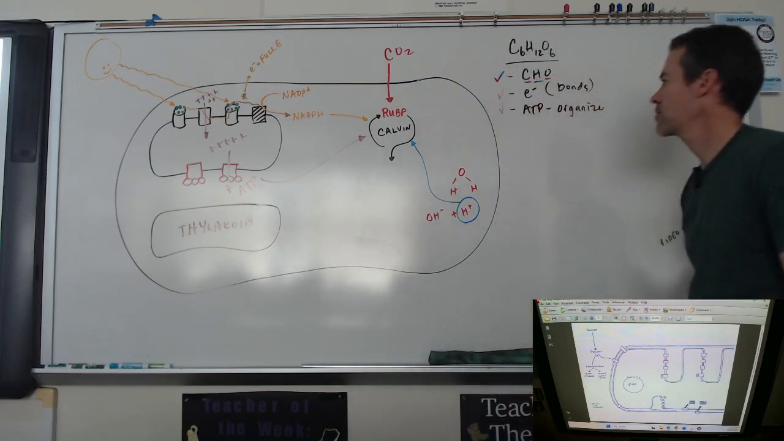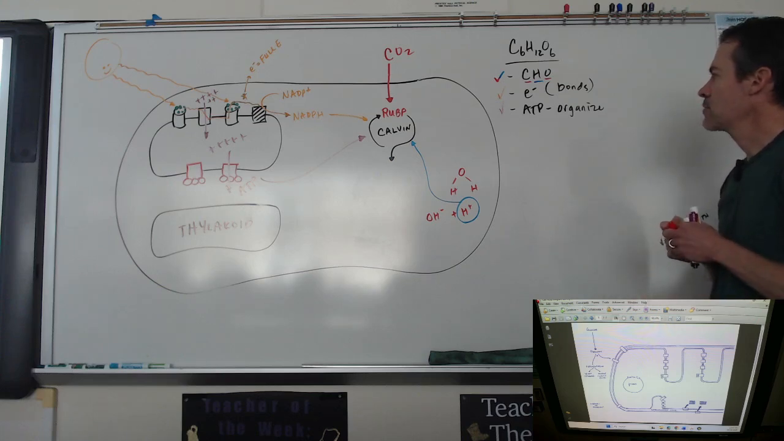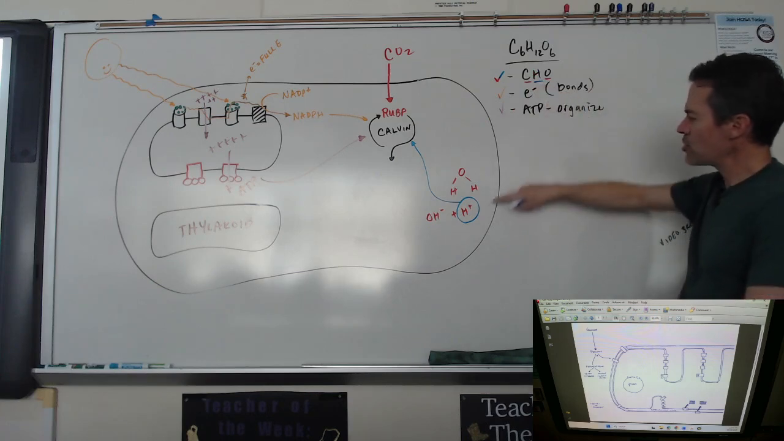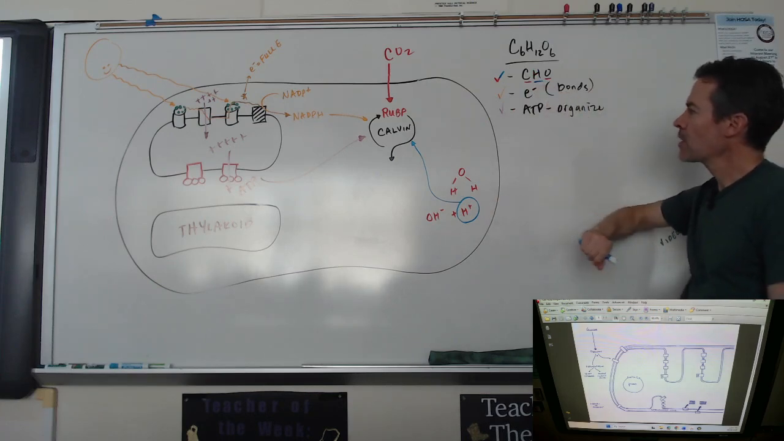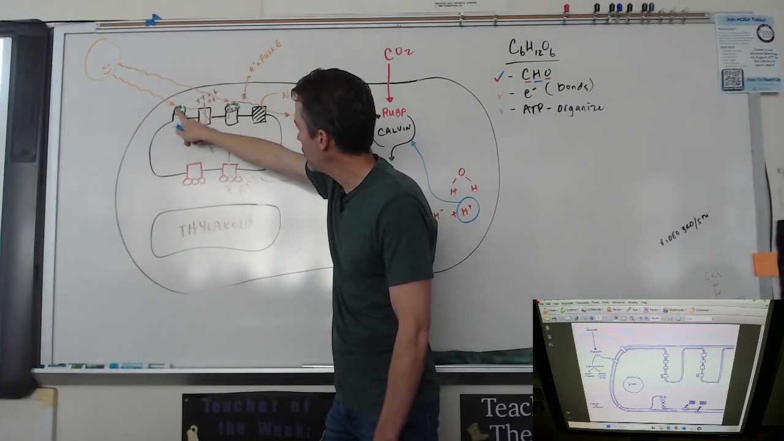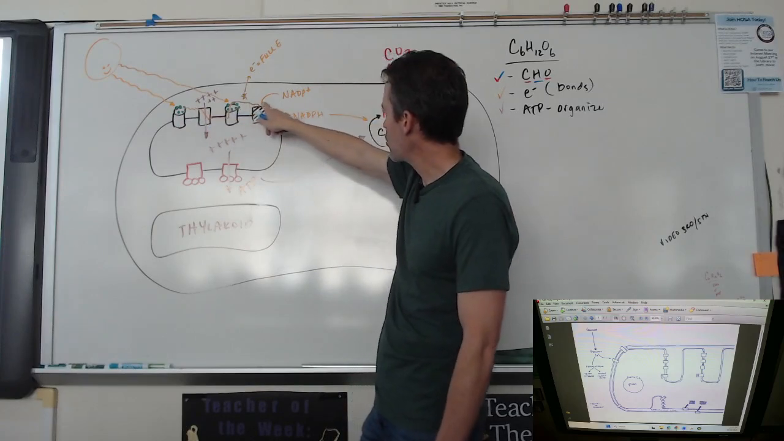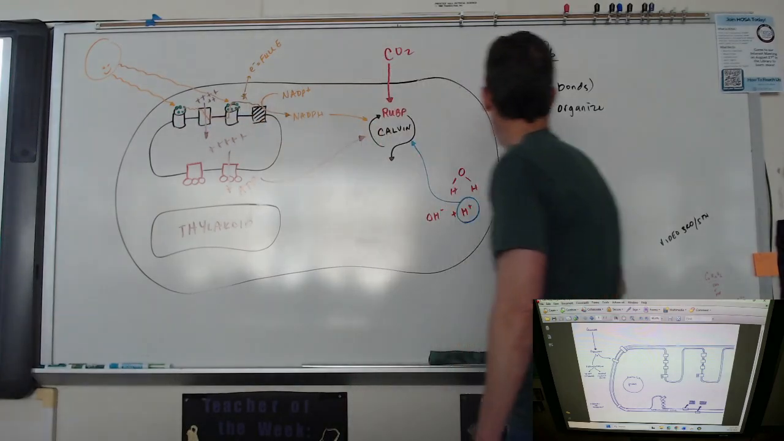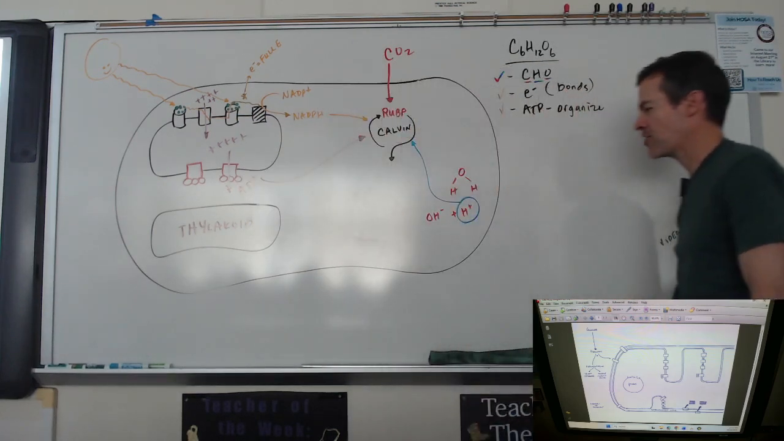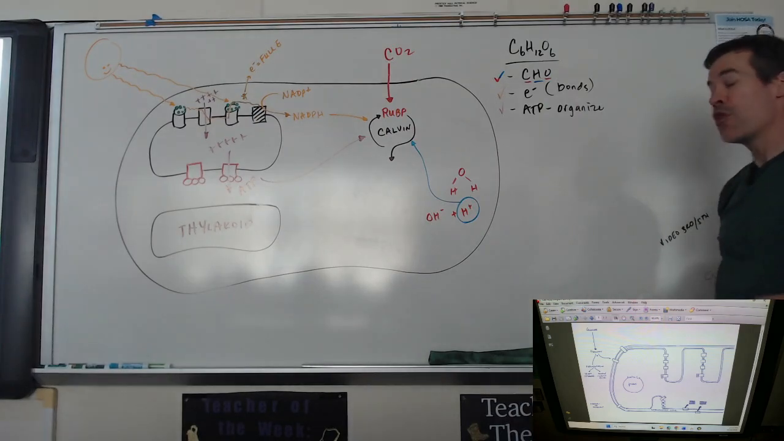Finished off my check mark. So I got C's and O's from carbon dioxide. I got H's from the surrounding water. I got electrons from that chlorophyll right there. I charged them up and sent them over here. And I got ATP by this process over here of ATP synthase and all that stuff. Okay, so far does this make sense?